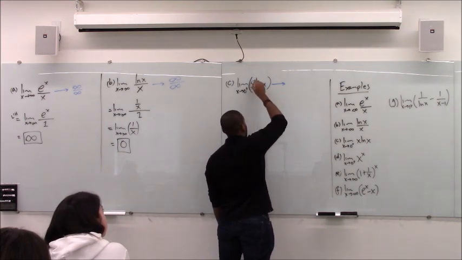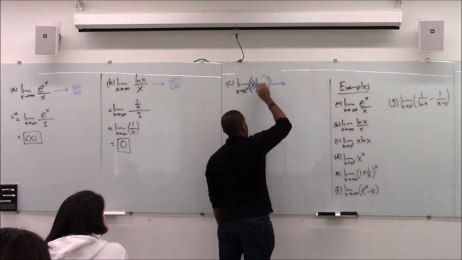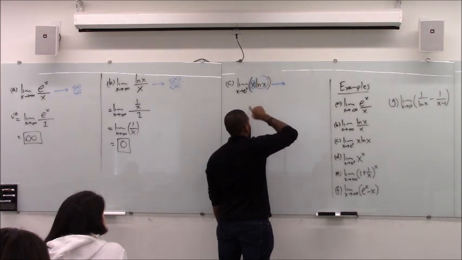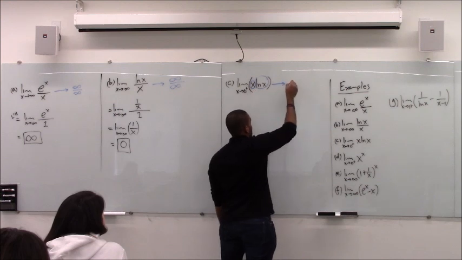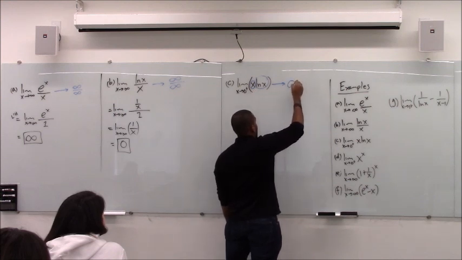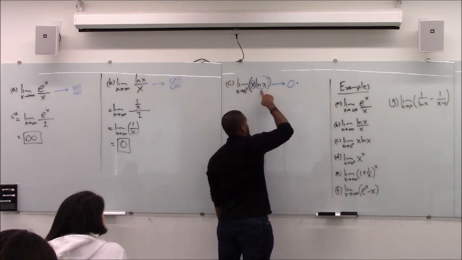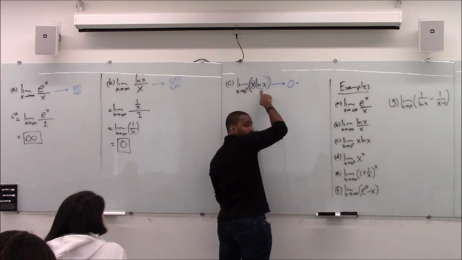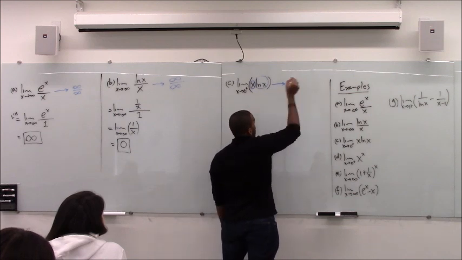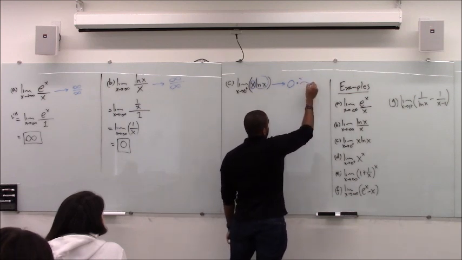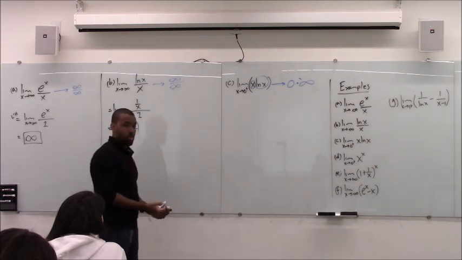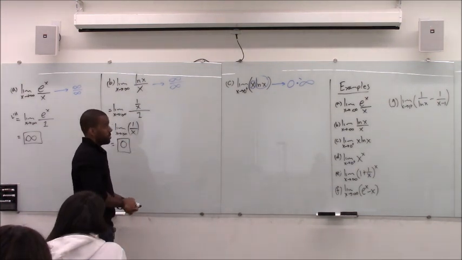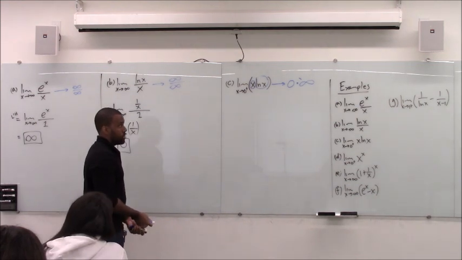Well, there are two parts, right? What is each part doing? What is the first part getting close to? 0. What is the second part getting close to? Infinity. Well, negative infinity, technically. Right? So this is a 0 times infinity form. It's indeterminate.